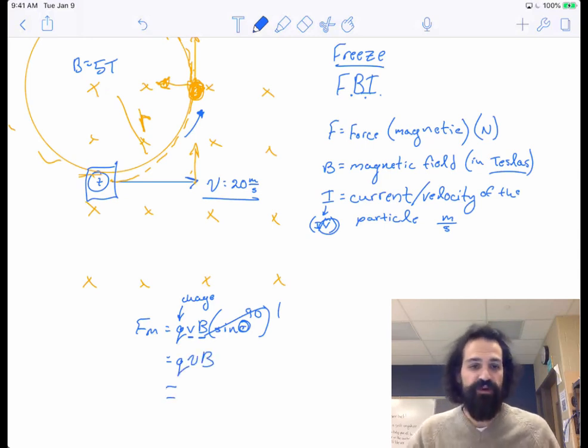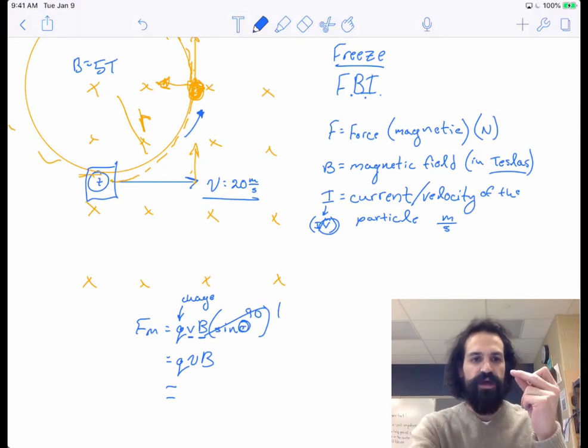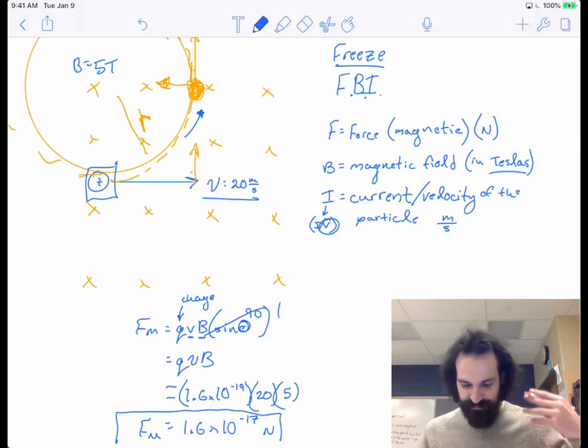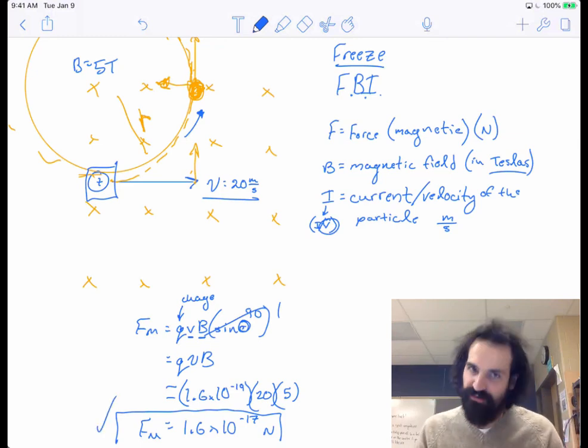And I'm just going to very quickly plug that into a calculator and get 1.6 times 10 to the negative 17 newtons. I don't know how that transition went, but we'll see. Okay, so magnetic force is easy to calculate, hopefully at this point, a little bit easier.